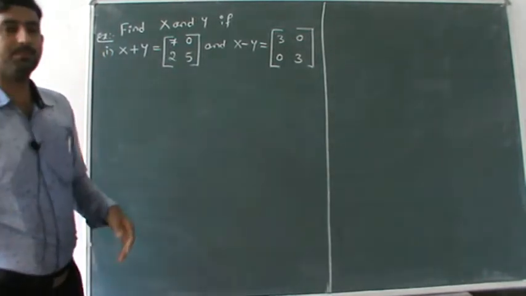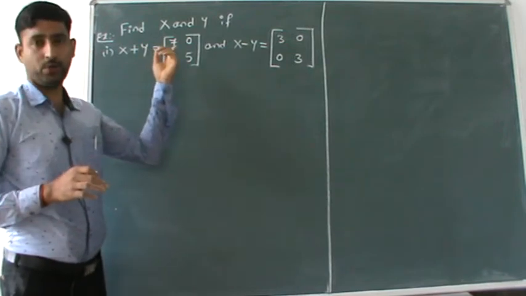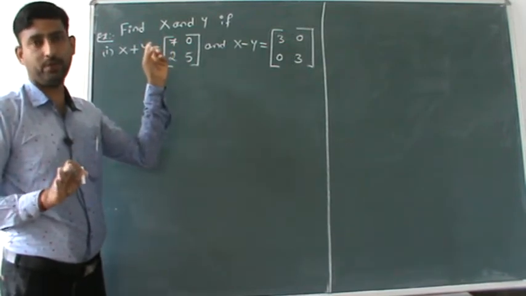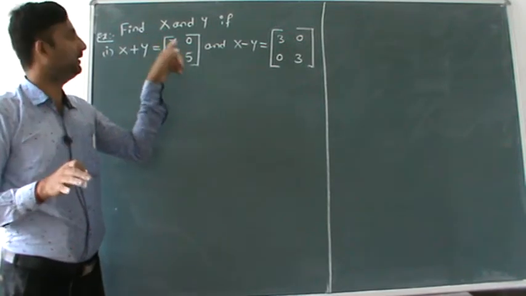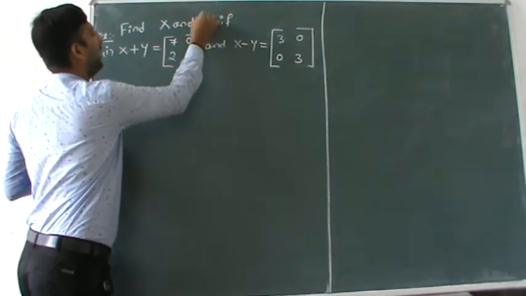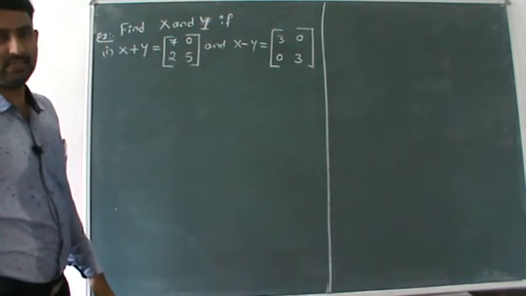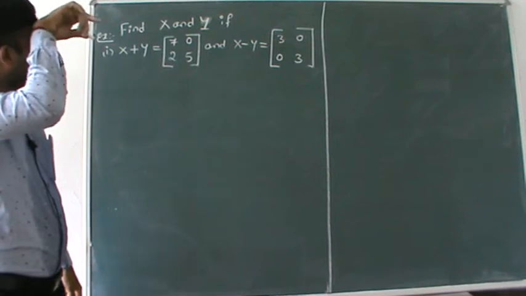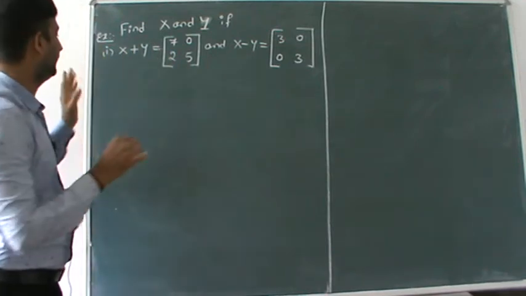What are they given? They are given two matrices. What do we have to find out? X and y. X and y are not elements, they are matrices, because they are written in capital X and Y, right? Capital X and Y are nothing but matrices. Our job is to find these two matrices with the help of these two given quantities.